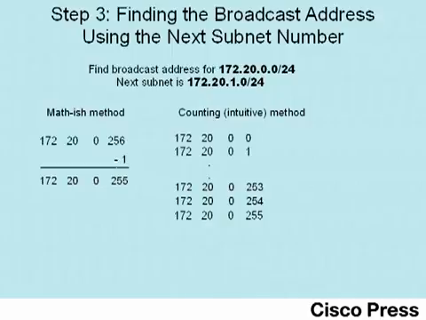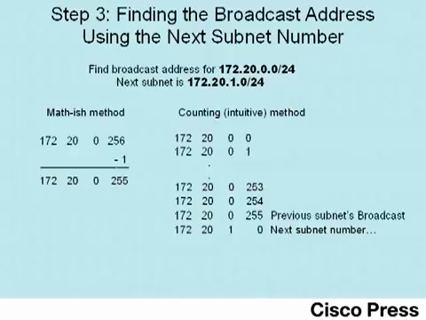So instead of writing 256, which is out of range, you write down a 0 and carry a 1, and you end up with 172.20.1.0. Well, you might notice that's a bit different. In fact, that's the next subnet number. So knowing that fact, and knowing the fact that the previous subnet's broadcast address is one less than that subnet number, you can easily recognize that 172.20.0.255 is the previous subnet's broadcast address.